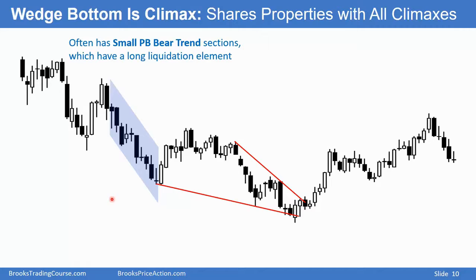And that has an element of long liquidation. Bulls keep buying, and they decide they bought too soon, they have to sell, they have to liquidate, and that's happening repeatedly here. A tight channel, a small pullback bear trend, that is climactic. Here it has a series of small sell climaxes. A wedge bottom usually has different types of sell climaxes within it. Here we have a 5-bar sell to close type of sell climax.